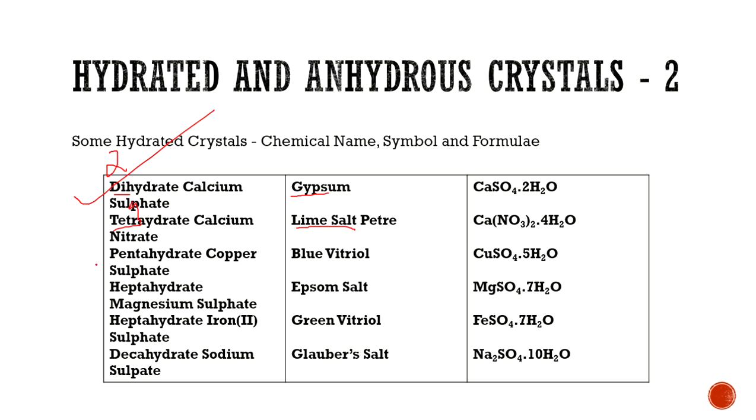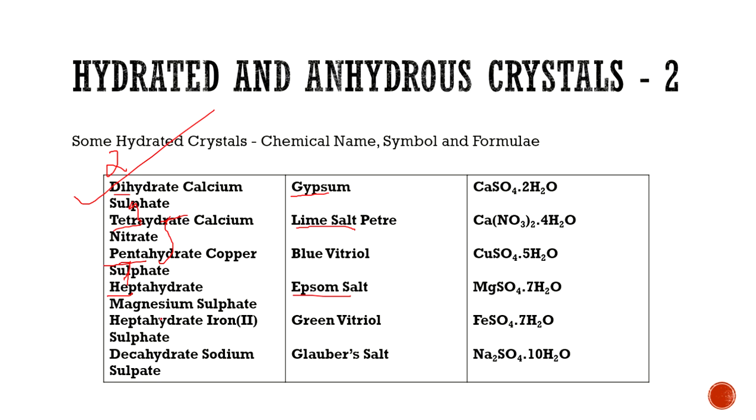And next is penta. Penta means 5. So copper sulfate CuSO4·5H2O is known as blue vitriol. Next is hepta. Hepta means 7. Heptahydrate magnesium sulfate, that is MgSO4·7H2O. It is known as Epsom salt.